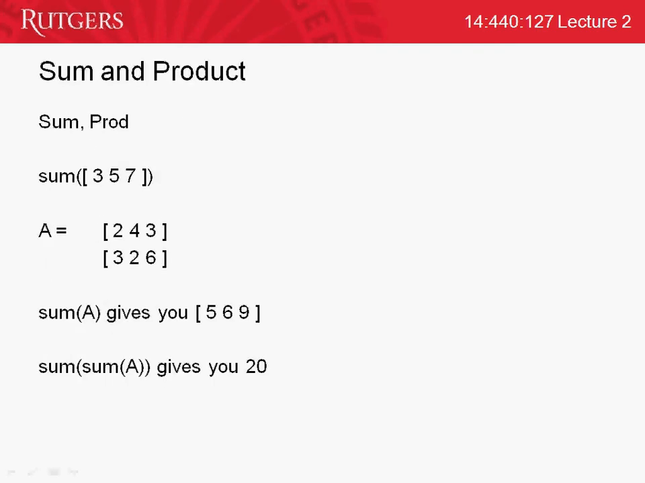Now I'm going to just show you guys a couple more functions. We have sum and prod for the sum and the product. These are just two functions built into MATLAB. On a vector, they work really easily. Sum of 3, 5, 7 just adds them together, 3 plus 5 plus 7, and it'll give you 15. The thing is, on matrices it works a little bit differently. It sums the columns. So summing this, 2, 3, 4, 2, 3, 6, gives you 5, 6, 9. So summing a matrix gives you the sum of each column as a vector.